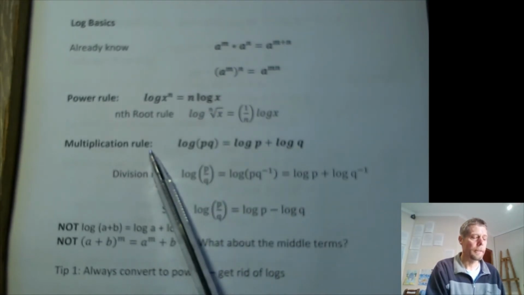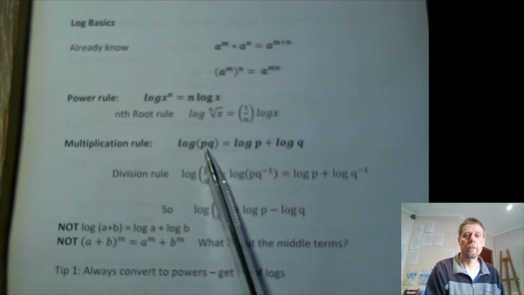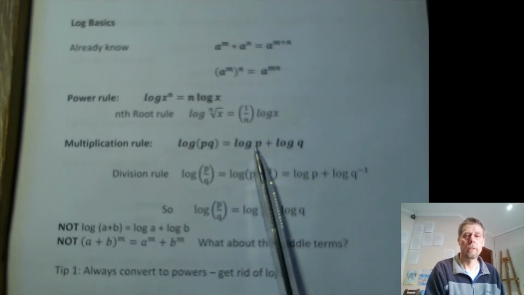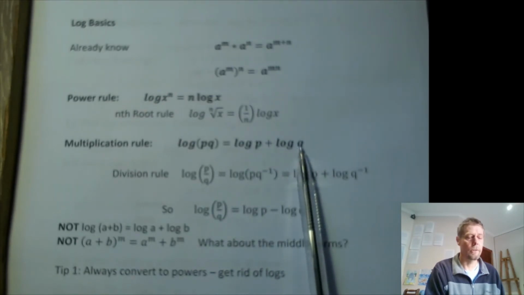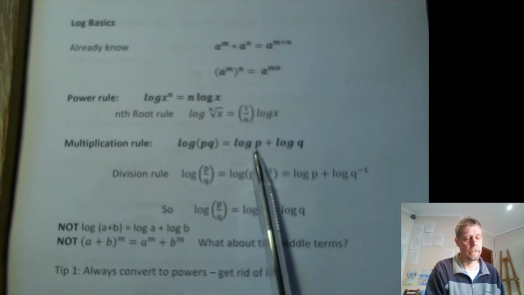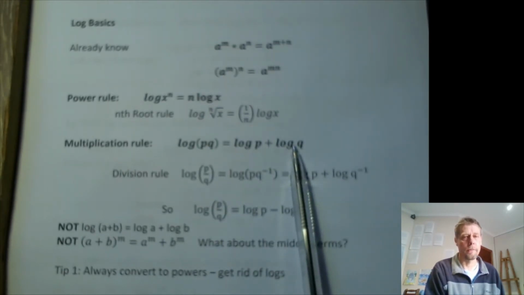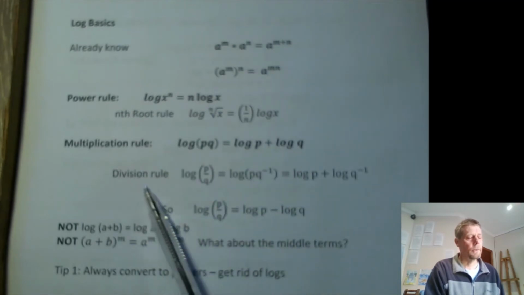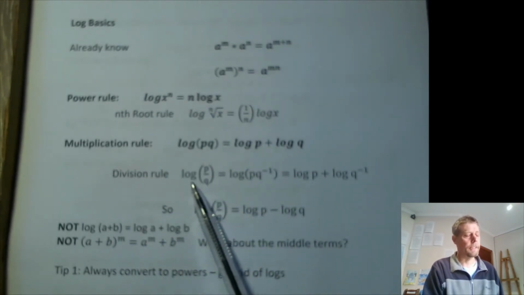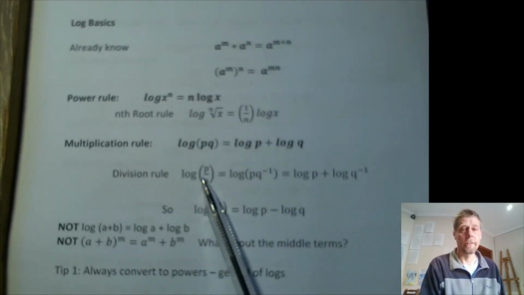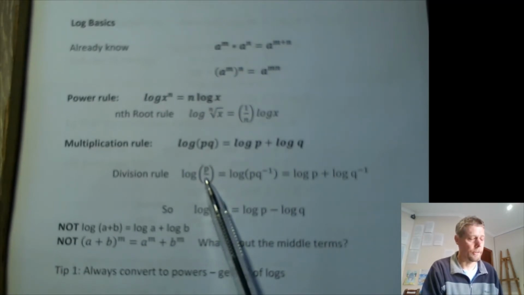Then we have the multiplication rule, which says that log of pq equals log of p plus the log of q. Now that's kind of counterintuitive. We're turning a multiplication into some form of addition. And we also have the division rule, and I haven't put that in bold either. Why? The division rule comes straight from the multiplication rule.